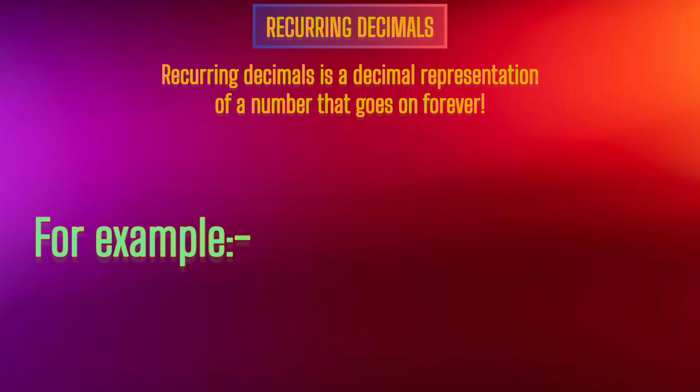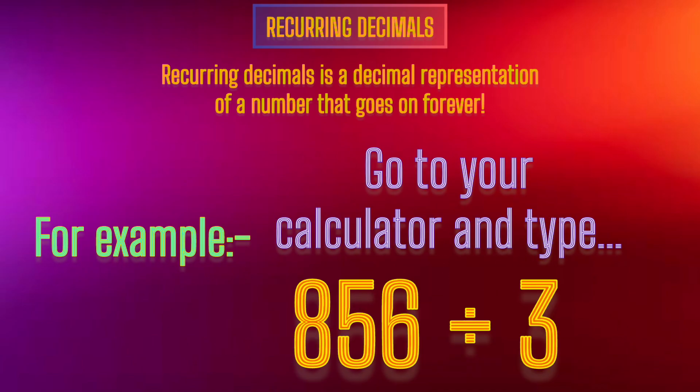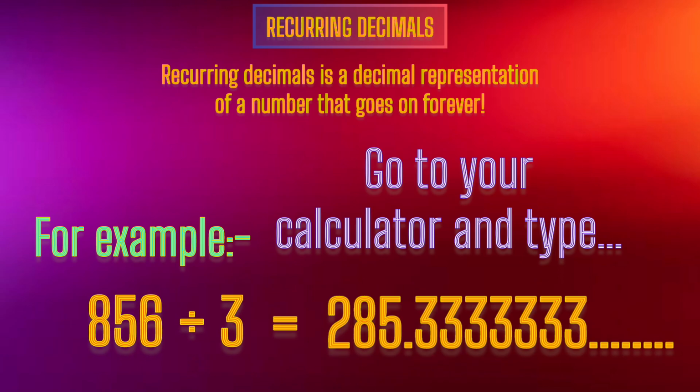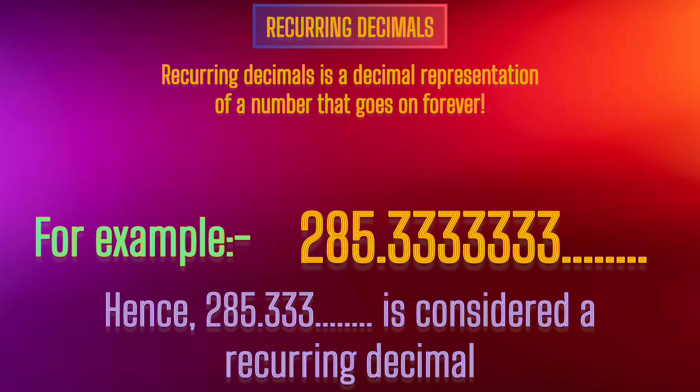For example, look at this. Go to your calculator and type, let's say, 856 divided by 3. You get 285.3333333 and so on. The number 3 goes on forever. Hence 285.333 and so on is considered a recurring decimal.